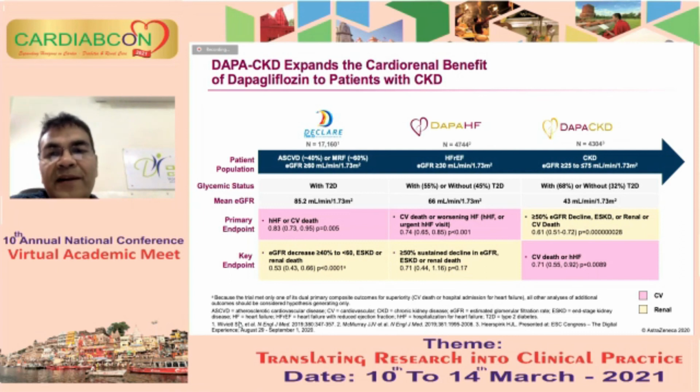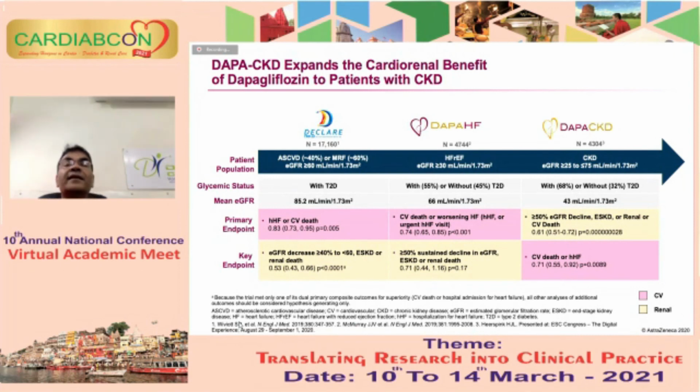Primary endpoint, as I talked to you about, was CV death and hospitalization for heart failure. In the heart failure trial, it was hospitalization for heart failure and urgent heart failure visit. While in DAPA CKD, it was more than 50% eGFR decline, ESKD, or renal or CV death. And the benefit was there in all these three clinical trials.